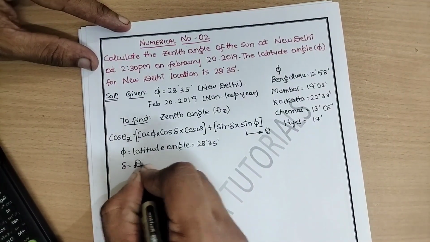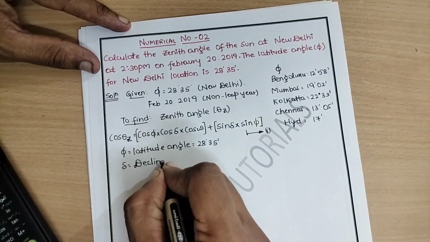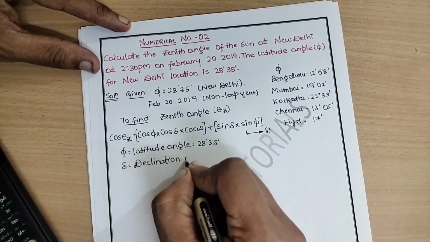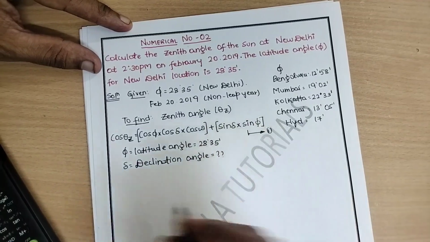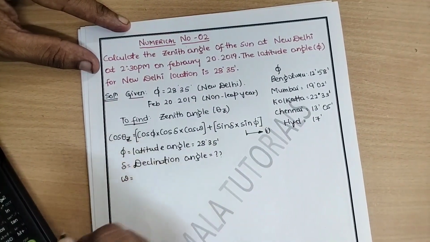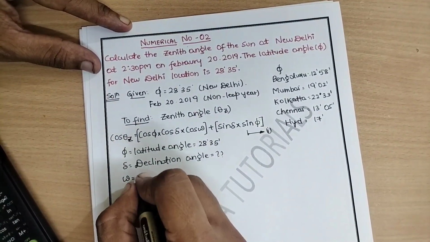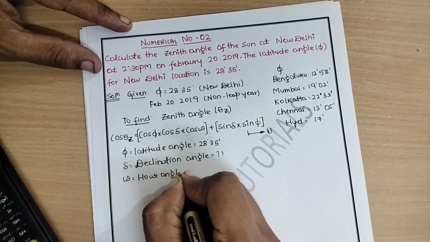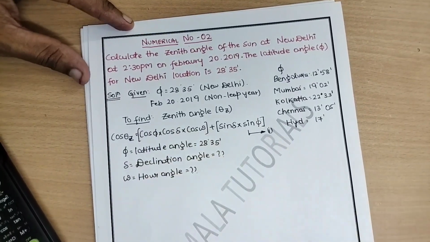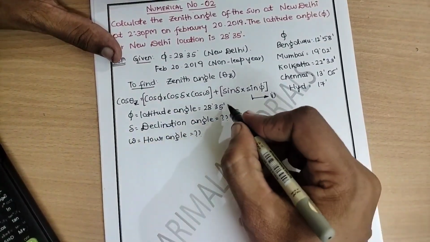Delta is the declination angle. We are supposed to find it out. There is a separate equation for this one. Yes, let us do it. And what is omega? Omega is the hour angle. Once again, a separate equation is there, and we are supposed to find it out. So now the first thing is clear.